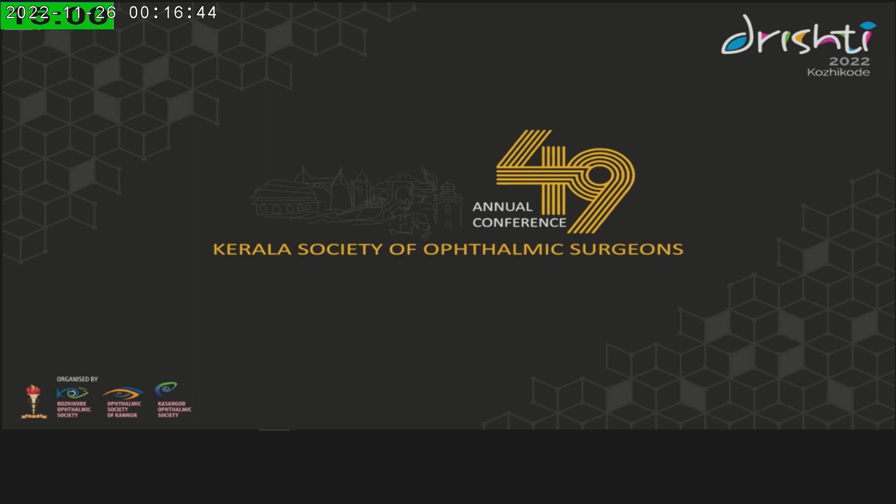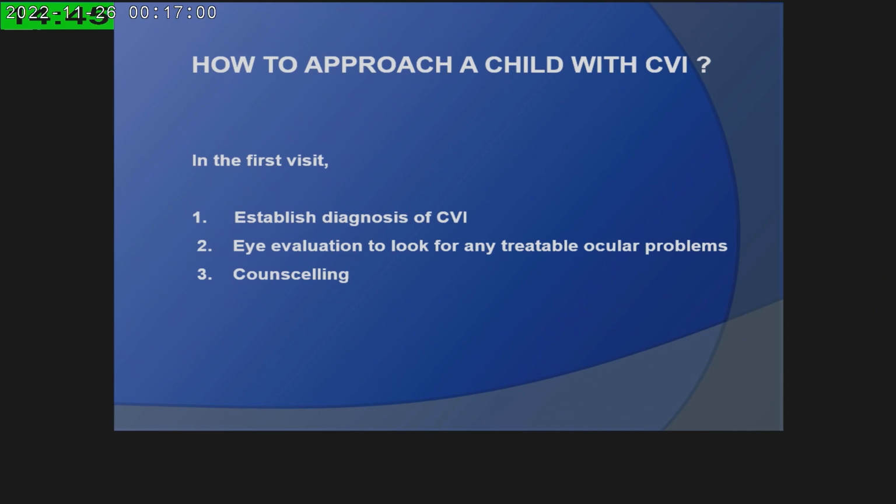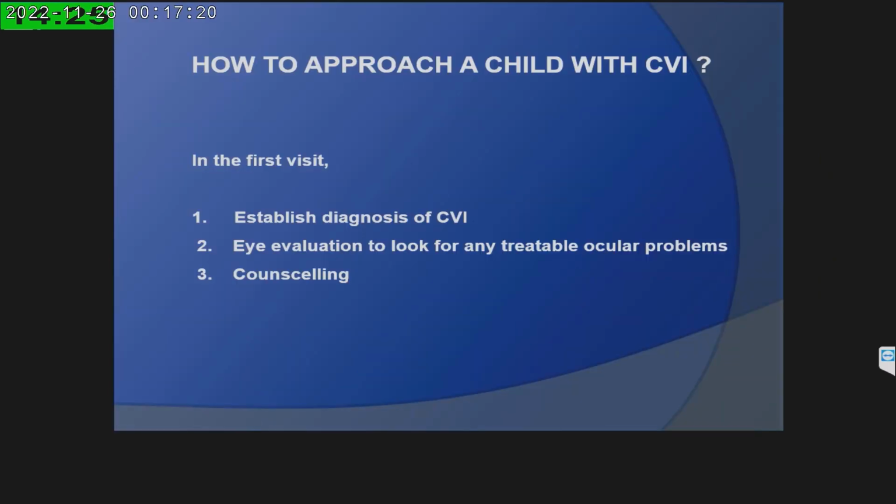Thank you, Dr. Mallika. So now we have heard about CVI, its clinical features. Now we'll see how we can work up a case of CVI, that is diagnosis and evaluation. In the first visit, first of all you have to establish the diagnosis of CVI. Then do a thorough eye evaluation to look for any treatable ocular causes, because CVI may be associated with ocular problems like congenital cataract, strabismus or refractive errors.